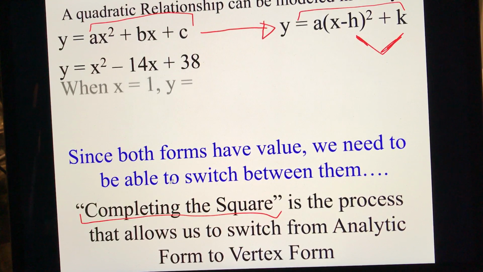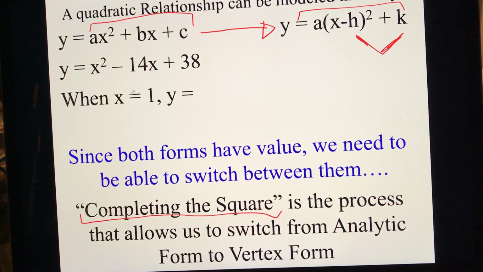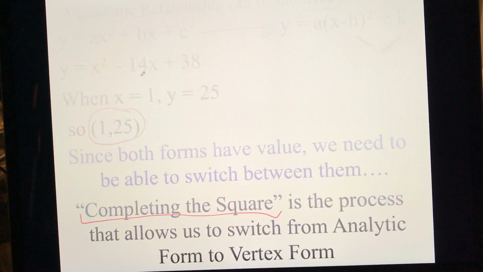So just a quick example here. Suppose I have a quadratic in analytic form. I'm going to plug in x equals 1. 1 squared, take away 14 times 1 plus 38. That's equal to 25. So I know that the coordinate (1, 25) satisfies this equation. Okay, this is going to come up later in the video, so I just want to point that out. So (1, 25) works in that equation.